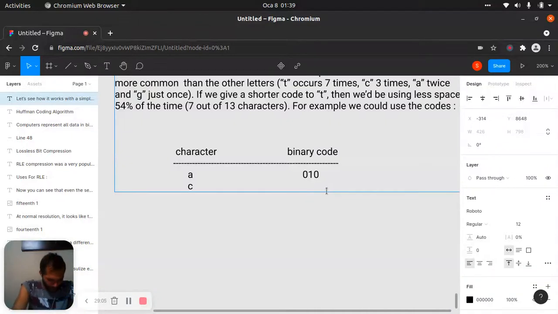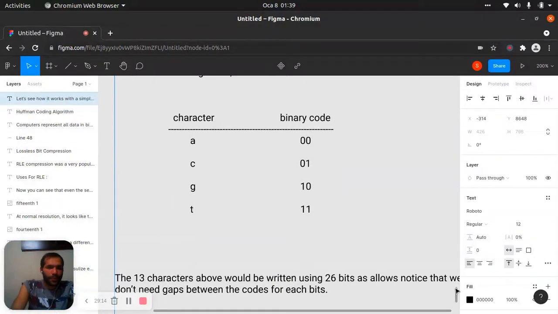Let's look at C. We will represent C with the 2 0, which is what we put before for the A. Now it will be 0 0, because C is recurring 3 times. This is more than 1 bit. So this is more than A.